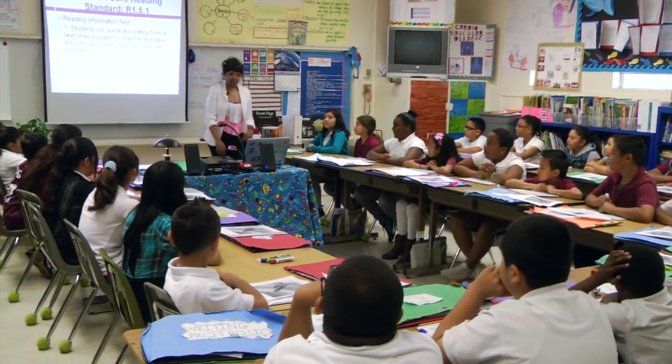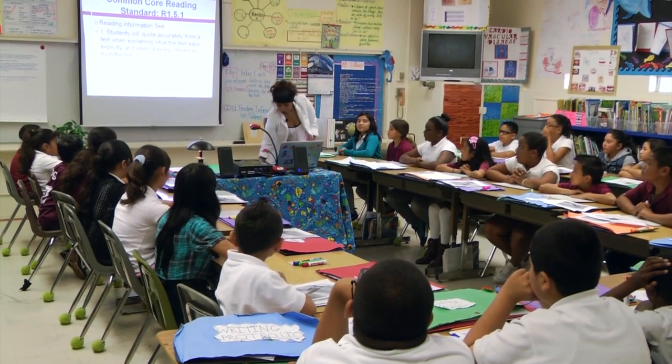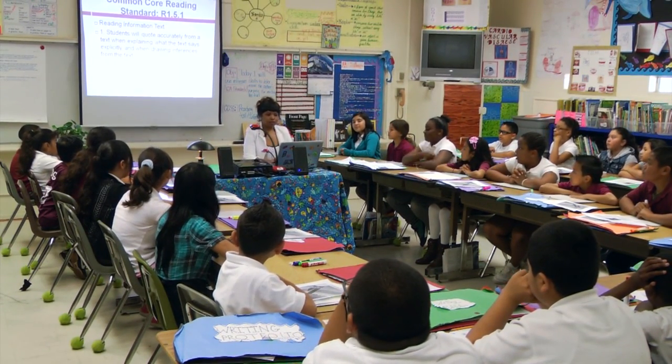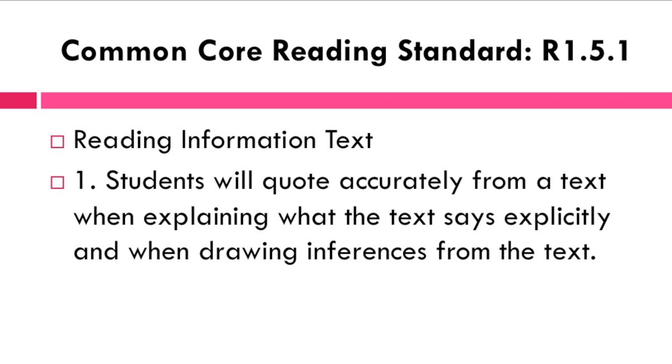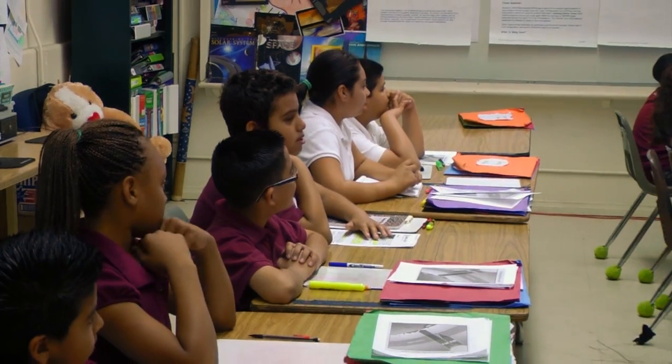Okay, boys and girls, let's look at our first task. Let's go ahead and read our Common Core standard for today. Ready and go. Common Core Reading Standard 1.5.1. First bullet, reading informational text. Number one, students will quote accurately from a text when explaining what the text says explicitly and when drawing inferences from the text.